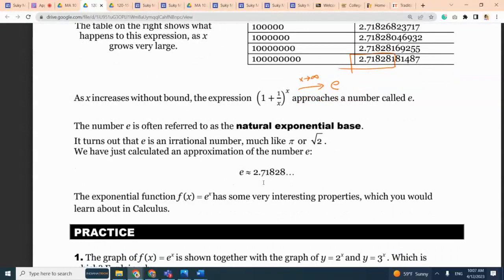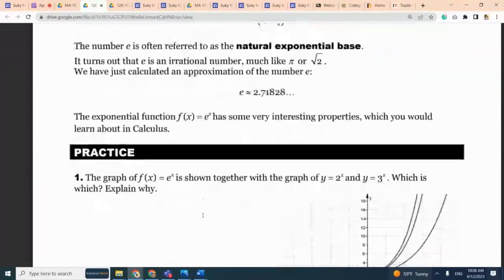So notice that e is approximately equal to 2.71828. You see it's greater than 1, right? So therefore, in e to the x, the base is greater than 1. So the exponential function e to the x is an increasing function. Last time we talked about this: if the base is bigger than 1, the function is increasing. If the base is between 0 and 1, then the function is decreasing.